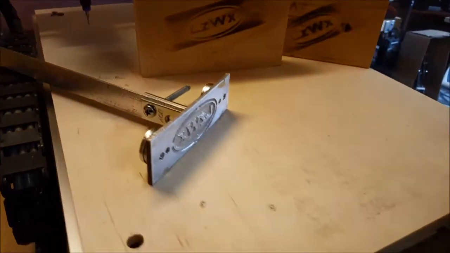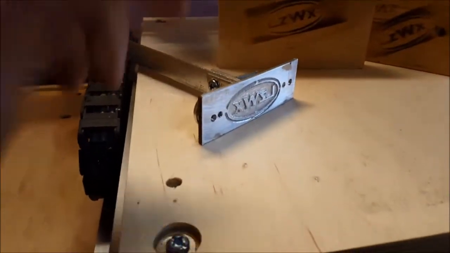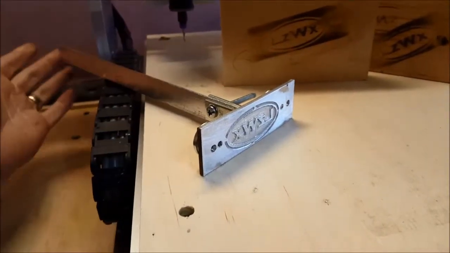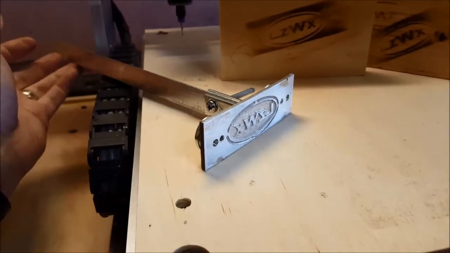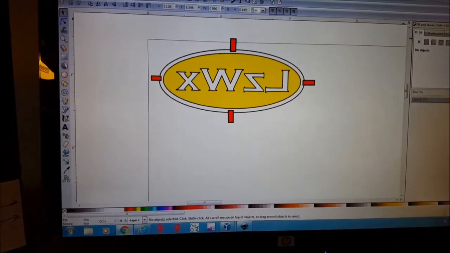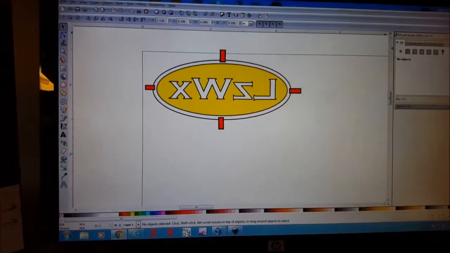For the branding iron, I'm just using aluminum flat stock. This is still pretty hot. And playing around with this. This is just a work in progress. Something kind of fun to play with. This shows the design in Inkscape. Nothing complicated there at all.